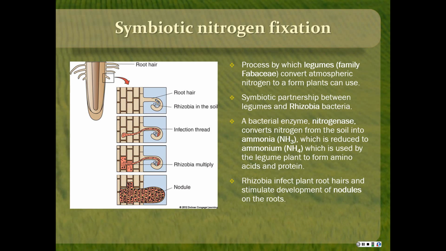So basically it's taking the N2 nitrogen and turning it into a form that plants can actually use. The rhizobia infect plant root hairs, little extensions of the roots, and they stimulate development of nodules on the roots. The process of nodule development is shown in this diagram, which is from your book. The bacteria get some sugar from the plant, so they benefit, and then they give nitrogen to the plant, and the plant benefits.